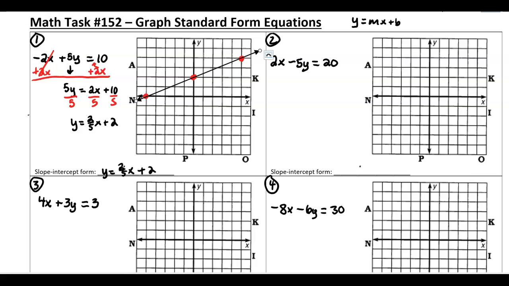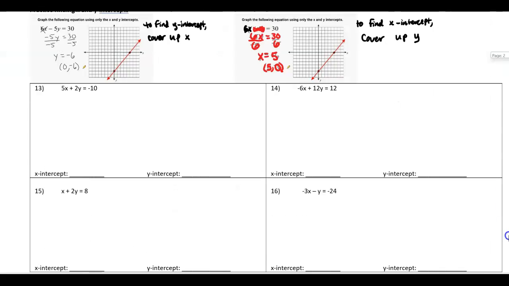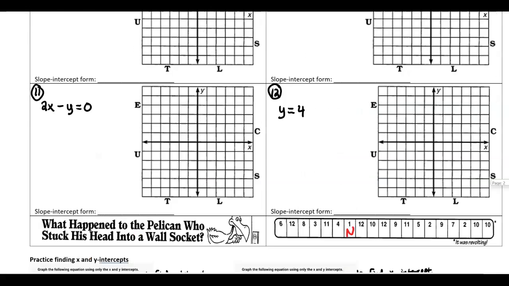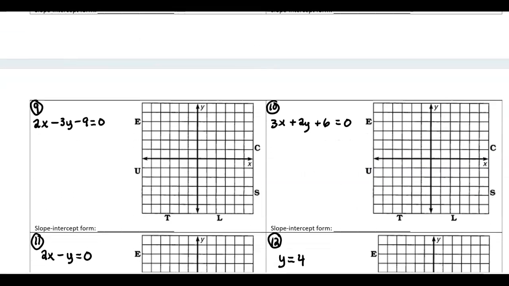I'm going to draw my line, and I see that it points to letter N. So I go to the back side, and on number 1, I put letter N right there. There's only one number 1, so only one N. All right, let's do a problem like number 9.